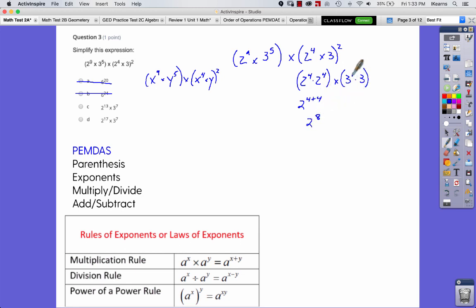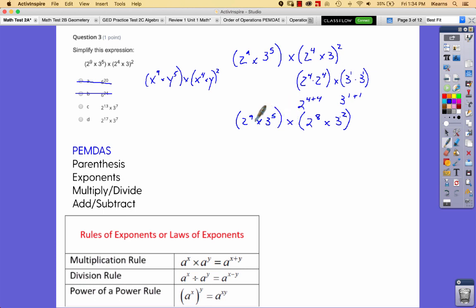Over here, we don't normally write it, but it's there. It's implied that these are 1s. So for the same reason, this is going to be 3 to the 1 plus 1, which is 2. So now we've got 3 to the 2nd. That's how we simplify this one here on the right. This one over here is already in that same format: 2 to the 9th times 3 to the 5th.